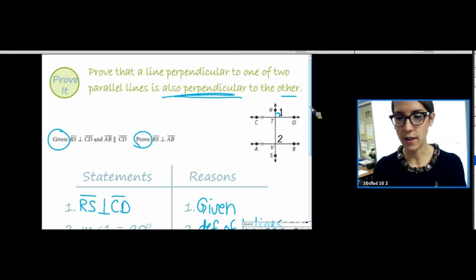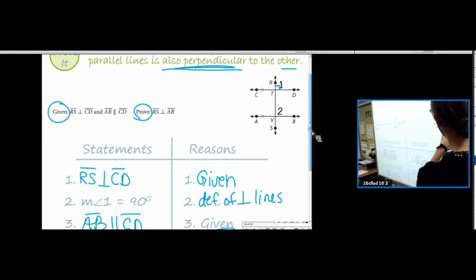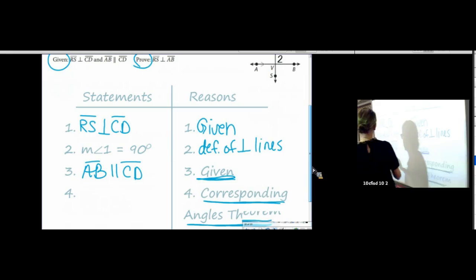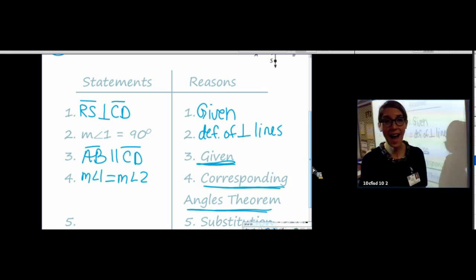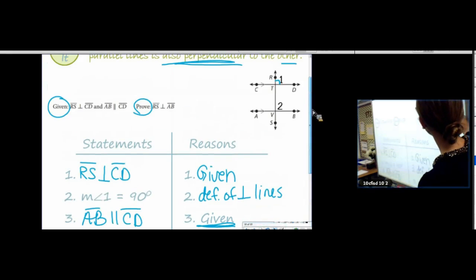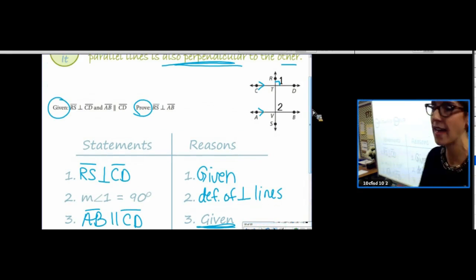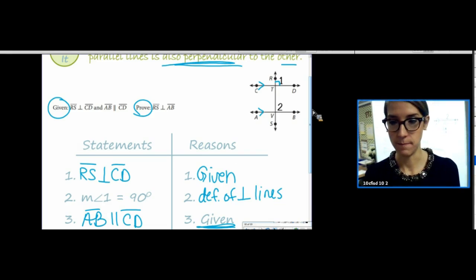No, say that differently. So next we're going to say angle 1 and angle 2. That's the ones we're looking at. So the measure of angle 1 is equivalent to the measure of angle 2 by the corresponding angles theorem. Because that theorem says if two lines are parallel, then corresponding angles are congruent. Okay?